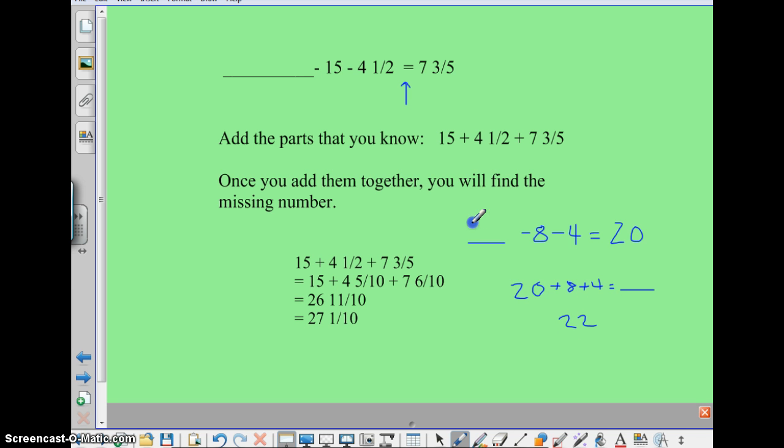Okay, so then look how it makes sense. If I put 32 here, 32 minus 8 minus 4 is 20. So that's how it makes sense. Okay, so just keep this in mind if you were using whole numbers if you were a little kid, and now you're older and you're using fractions, but it's the same principle. You take the numbers you know, add them together, and then that is the missing number. Okay?